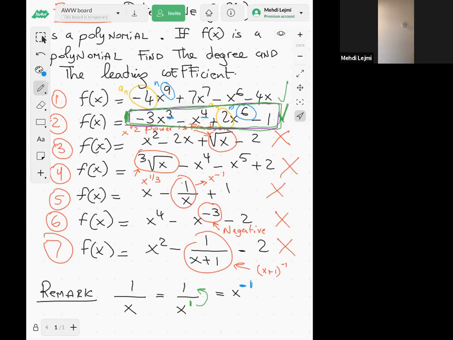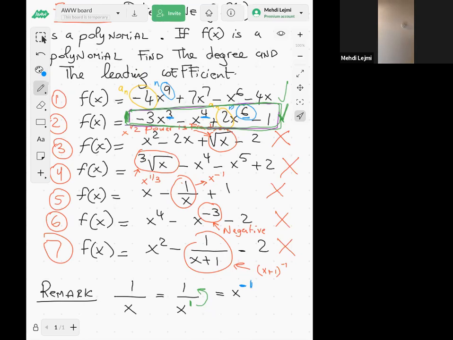This is power 4, that's good. And this is power 6, that's also good. So all the powers of x are just positive whole numbers. So that's why the whole function f is a polynomial. Compared to number 3, the whole function f is not a polynomial.